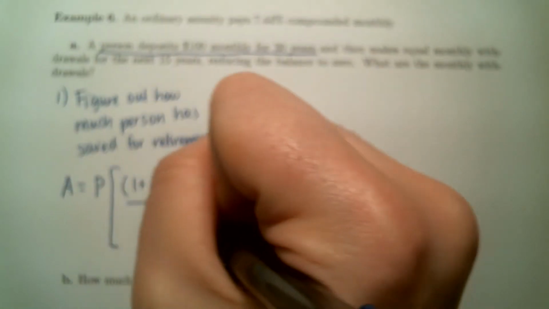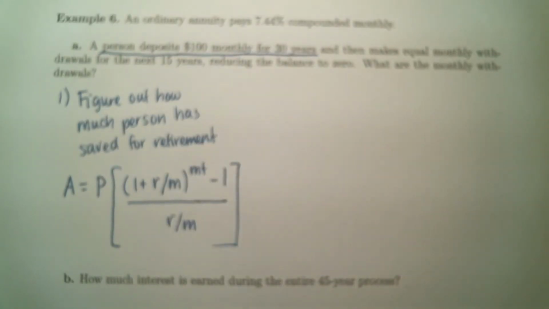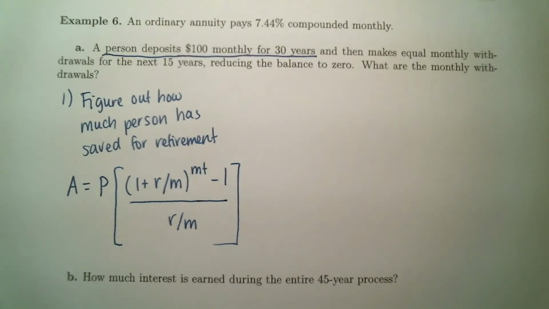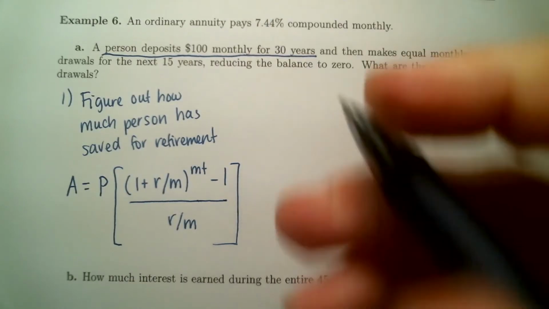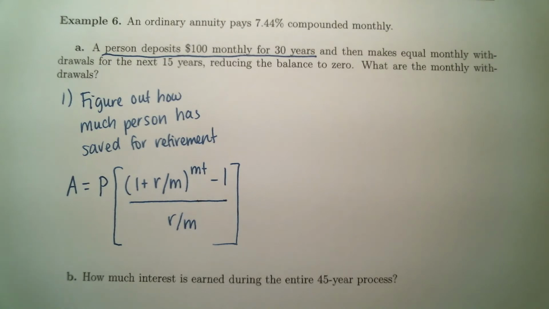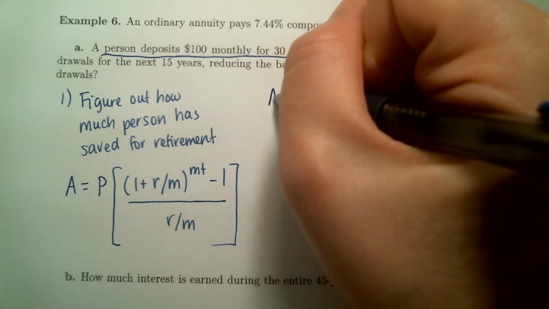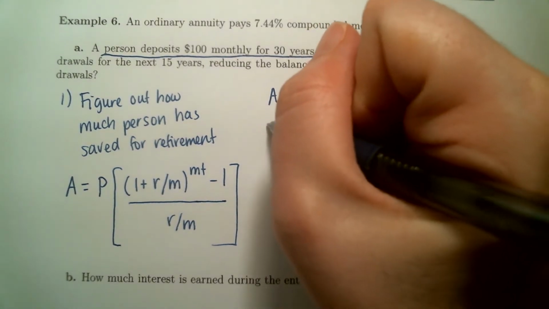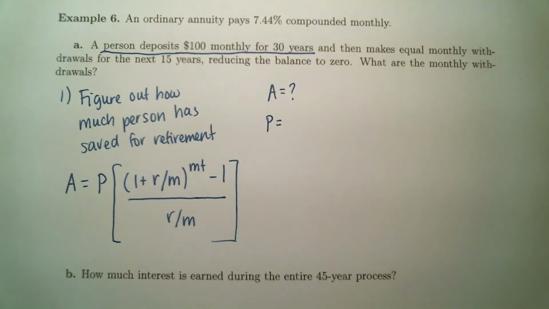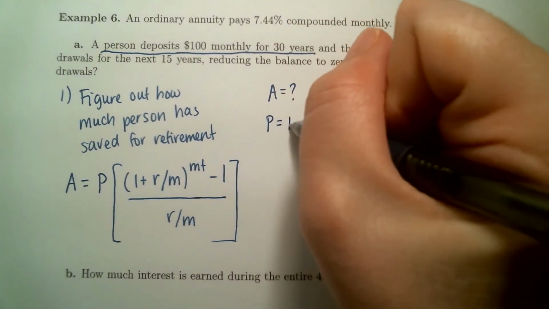Let's figure out what we know and what we need to calculate. Basically we want to know how much the person has saved for retirement, so that is going to be the account balance. That's what we're looking for: if this person makes monthly contributions of $100 for 30 years at the given interest rate, how much have they saved? We should know everything else. P is the amount of each contribution, so that's $100 per month.